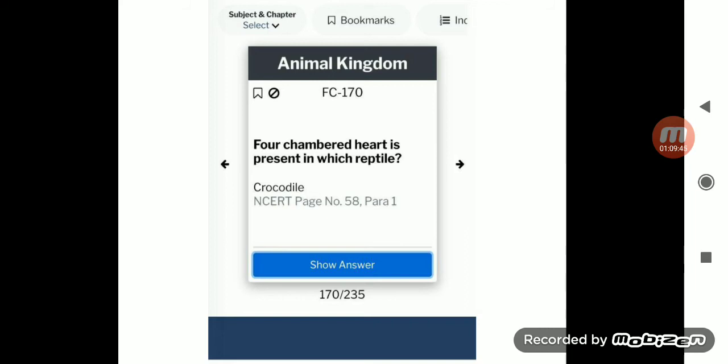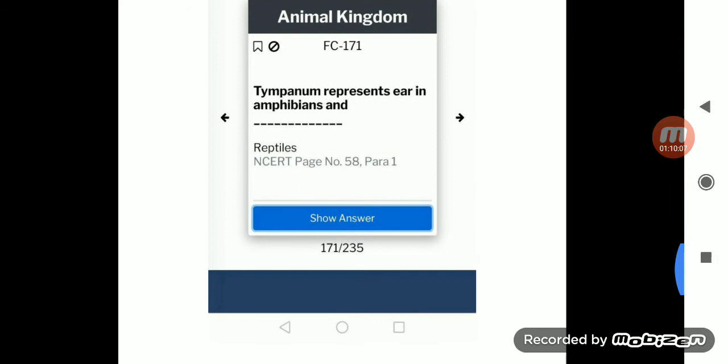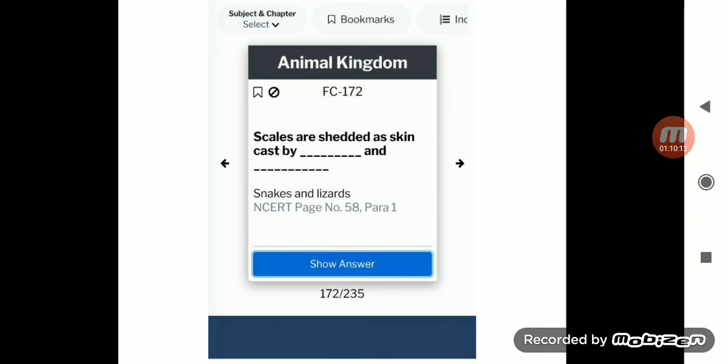Tympanum represents ear in amphibians and reptiles. The scales are shed as skin cast by snakes and lizards.